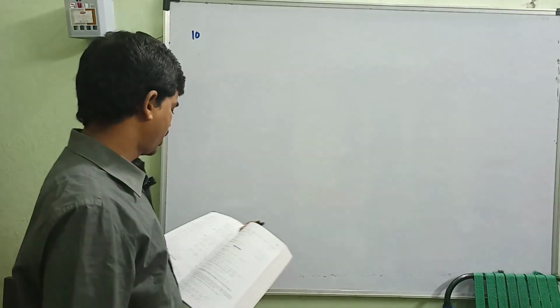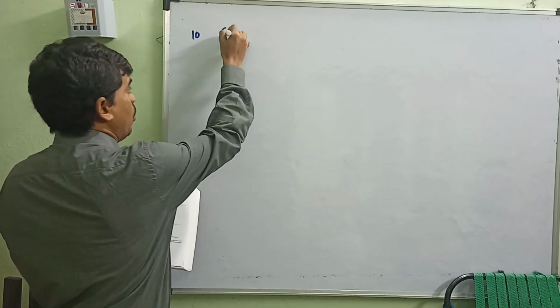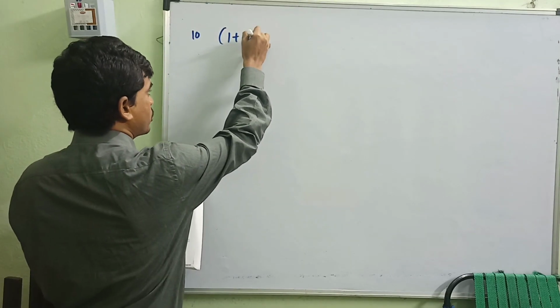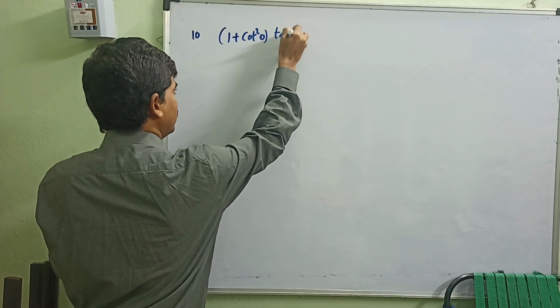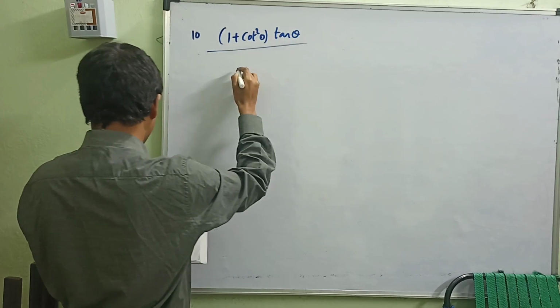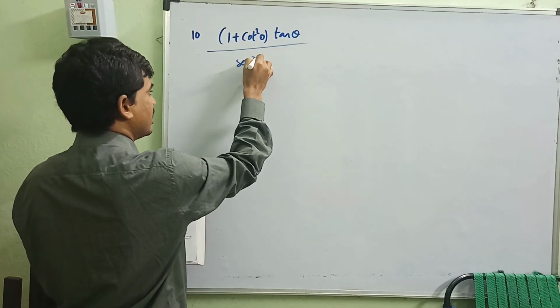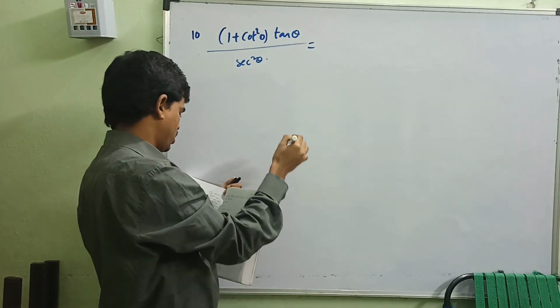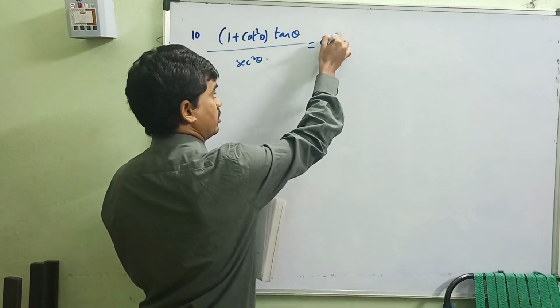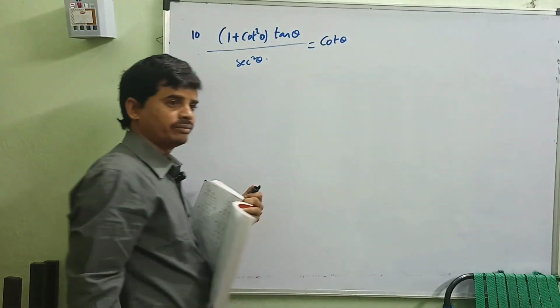See question number 10. (1 plus cot square theta) into tan theta divided by secant square theta. We have to prove that it equals cot theta, simply cot theta we need to get.